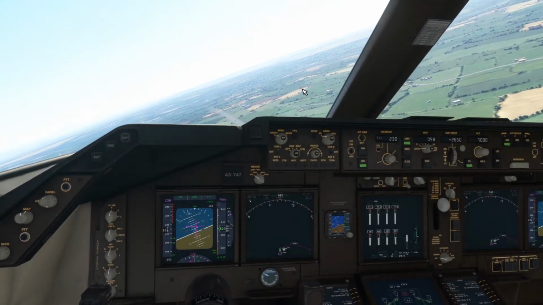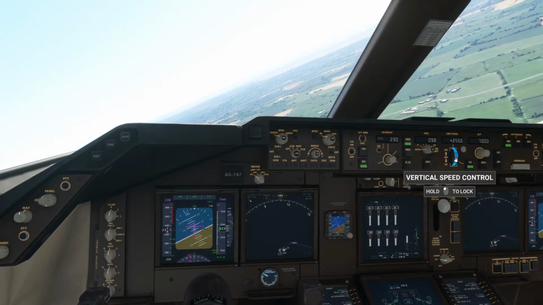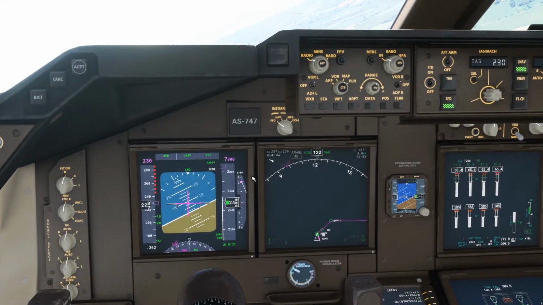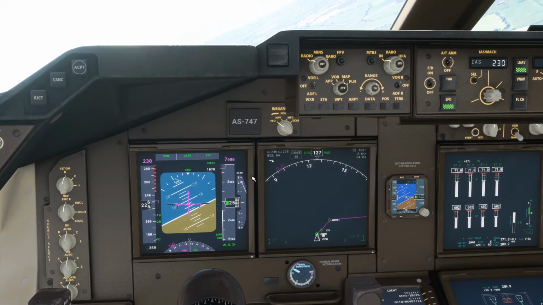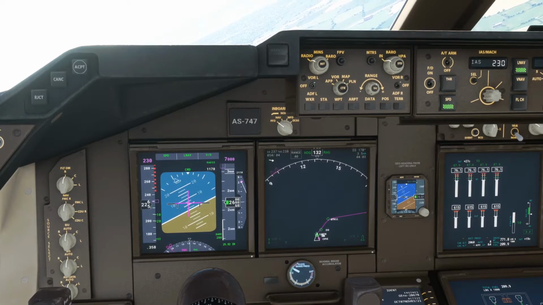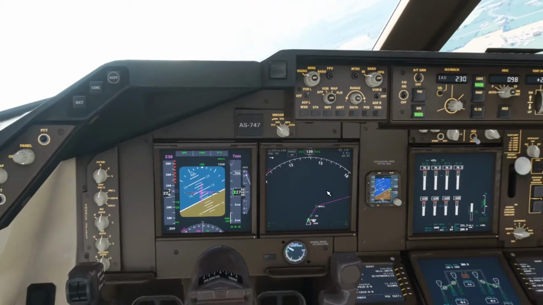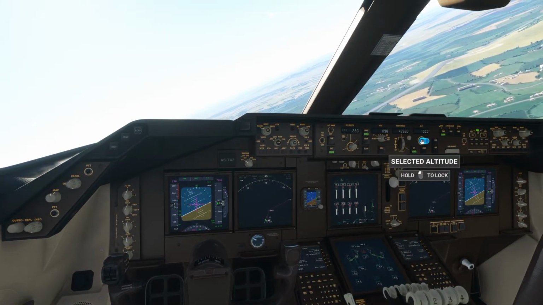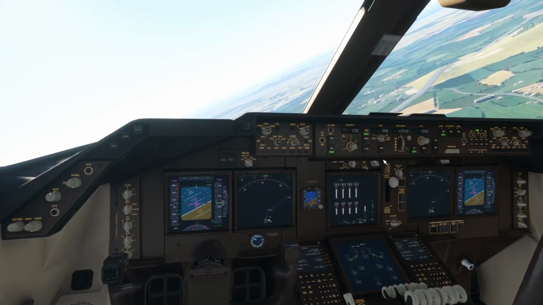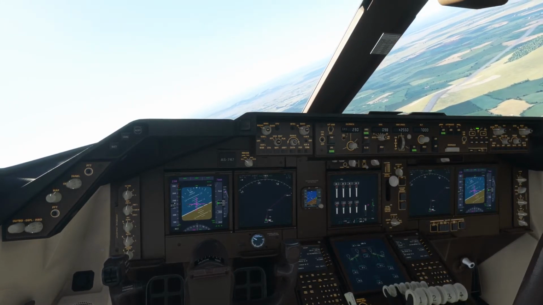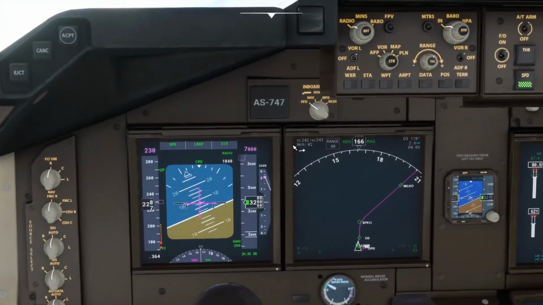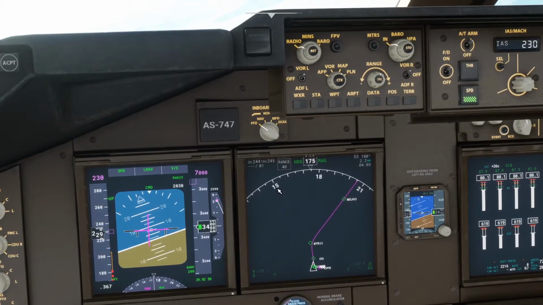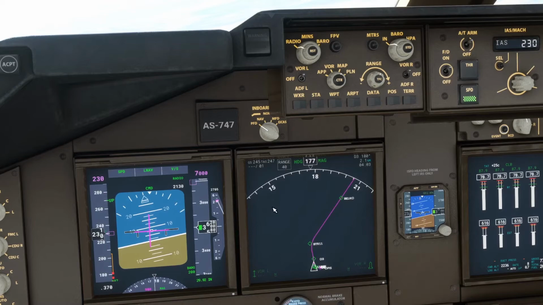Now you can see that I have set the vertical speed to, let's set it to 2,550 feet per minute. You can see there will be little variations in 747, very small variations, but still it will try to follow the vertical speed that I've given it. So we are climbing to 7,000 feet, and let's retract the flaps. So it's roughly 2,550, 60, 70. It keeps on fluctuating with very small fluctuations.